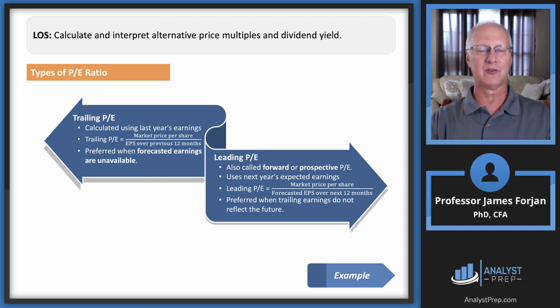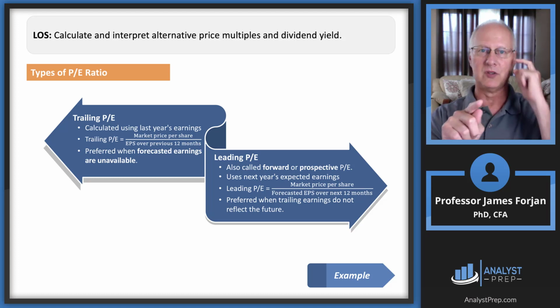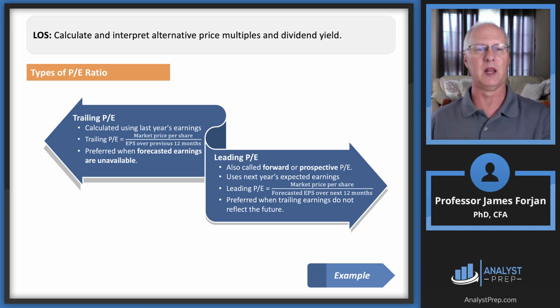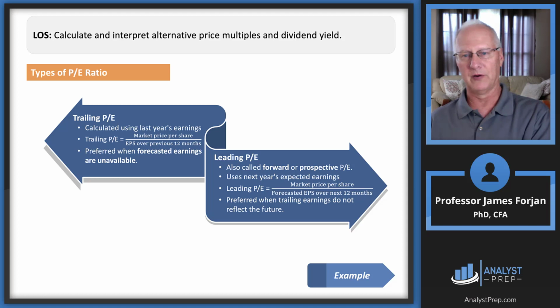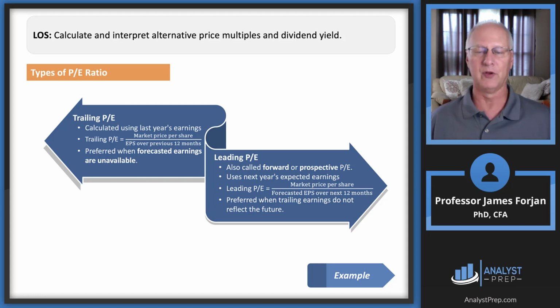So look at the last two circle points there. This is probably important as it relates to the interpret part of the LOS. So trailing preferred when forecasted earnings are unavailable. All right, leading PE preferred when trailing earnings do not reflect the future. And of course, I always ask my students this all the time whenever they say something like, oh, hey, Jim, I computed the beta for this stock over the last 3 years and it was 1.2.